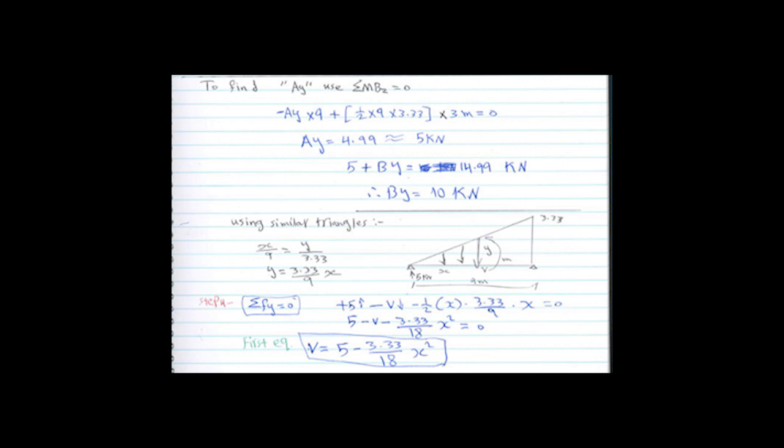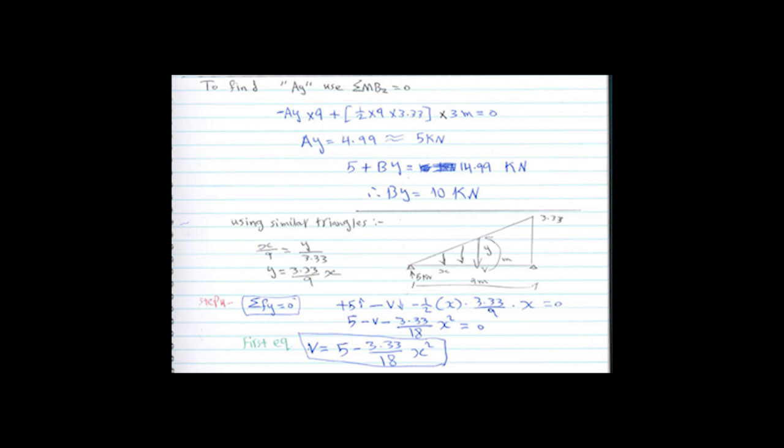After calculating the moment of inertia, I went to calculate AY. I used the sum of moments about point Z equals 0. To find out AY, I had to go clockwise with AY minus, and then I found out AY is 4.99. I rounded up to 5. After finding out AY, it's easy to find BY. AY is 5 kilonewton and BY is 10 kilonewton.